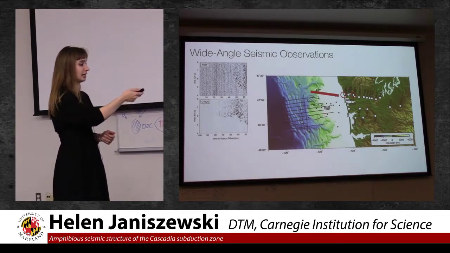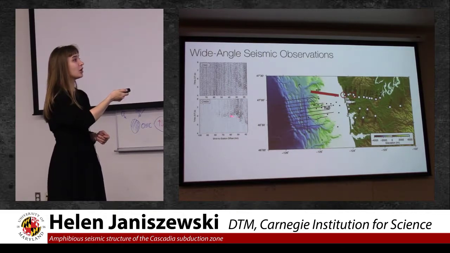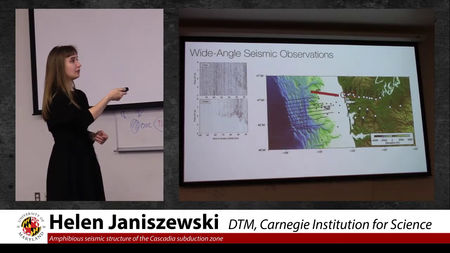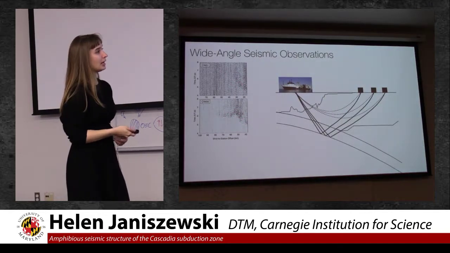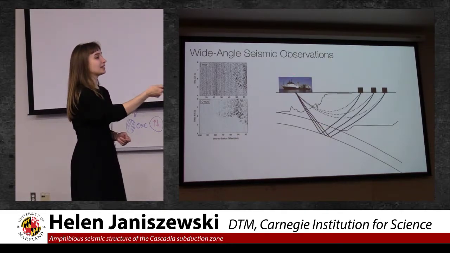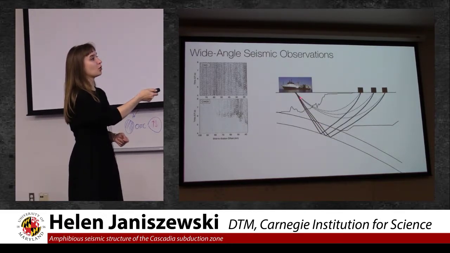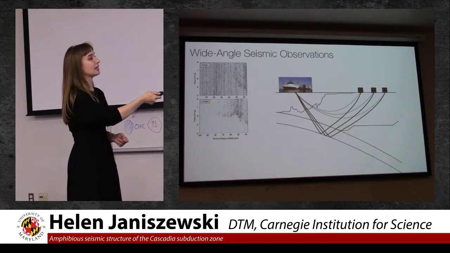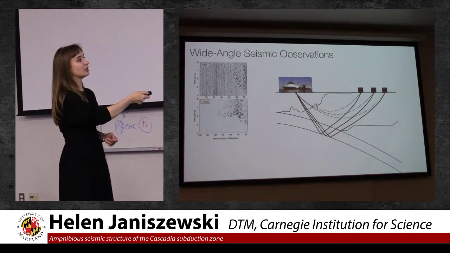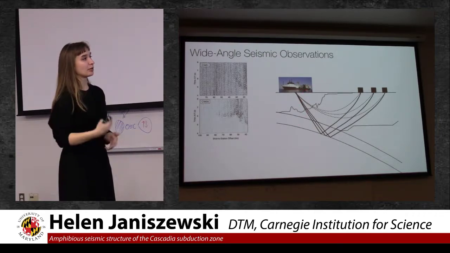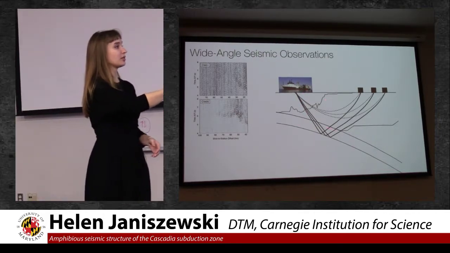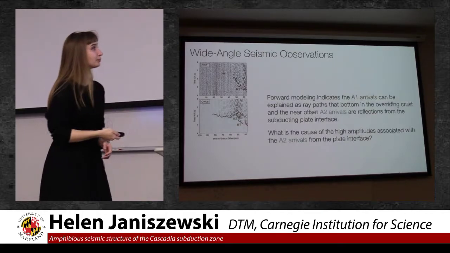So we use that to basically investigate what the plausible features and ray paths are that can be generating these features in the seismic data. And just to remind you, this is the geometry we're looking at. The questions are: are these rays just traveling within the overriding crust, or are they somehow interacting with or reflecting off of structures associated with the downgoing Juan de Fuca crust?